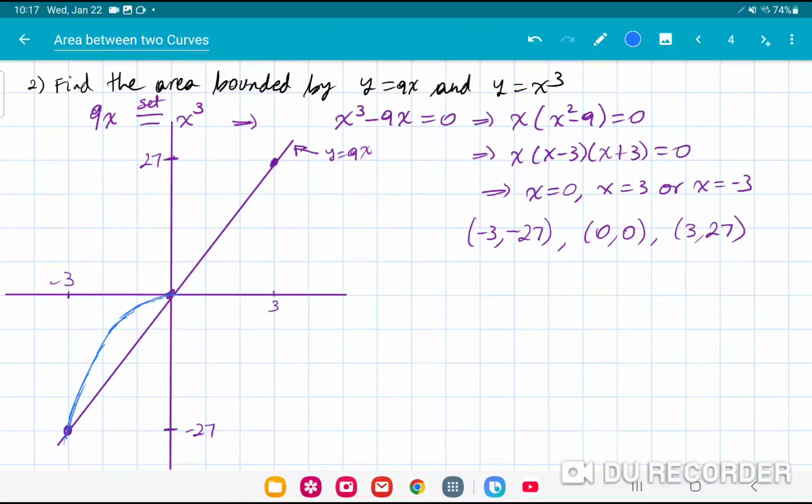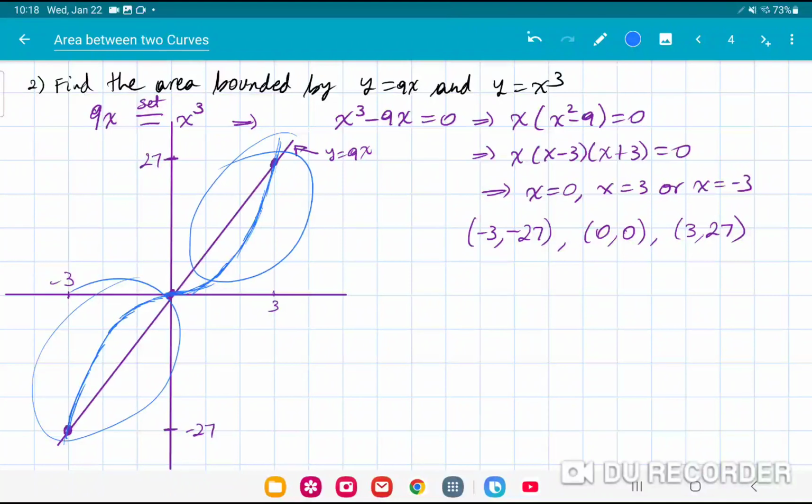It's flat at 0 and goes back up. So we know it goes through the point (3, 27) because we did the calculation. Now, in this situation, which one is the top function and which one is the bottom function? Well, partly the x cubed is the top function, and partly the 9x is the top function.